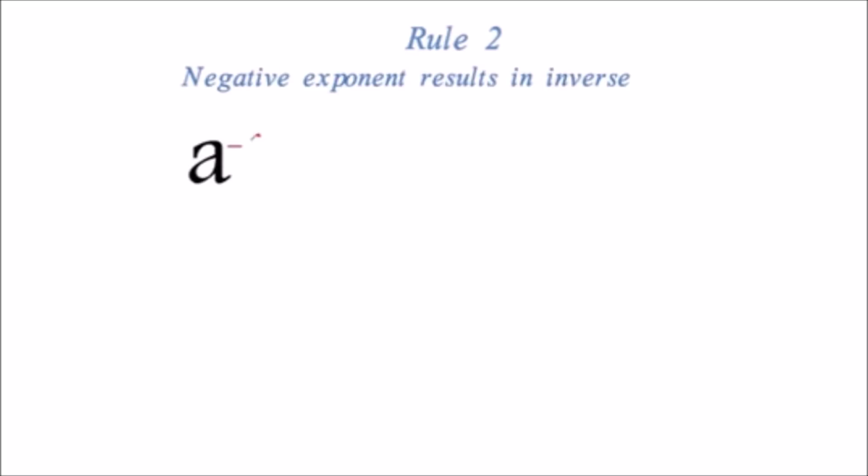Rule 2. The next important rule is on negative exponents. A negative exponent results in an inverse. Therefore, a exponent negative m equals 1 over a exponent m.